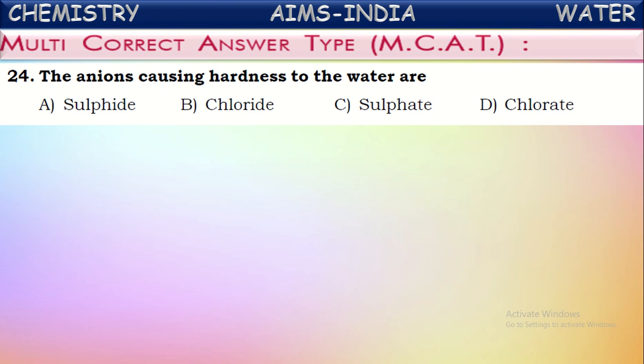The hardness of water is because of certain chemicals. Those are bicarbonates, sulfates, and the chlorides of calcium and magnesium. By the presence of either of these chemical substances in the water, that water cannot give lather with the soap solution, and hence it is called hard water. So the anions causing the hardness for water are chlorides, sulfates, and bicarbonates. Among those three, chlorides and sulfates are given here. So those two will be the correct answer.